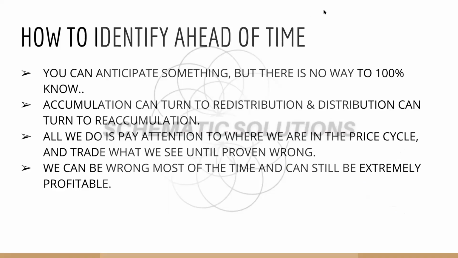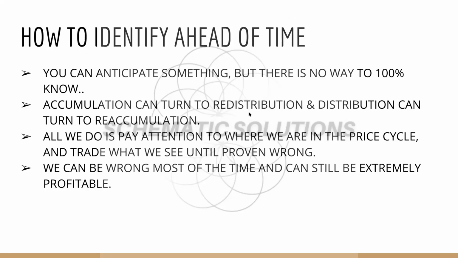Perfect. So now, how to identify ahead of time. This is something I'm always being asked. How do I identify? How do I know? In all reality, you can anticipate it, but there is 100% no way to actually know. The reason why is because accumulation can turn into redistribution, and distribution can turn into reaccumulation. So really, all we do is pay attention to where we are in the price cycle, and we trade what we see until we're proven wrong.